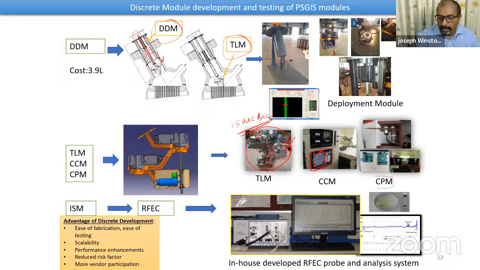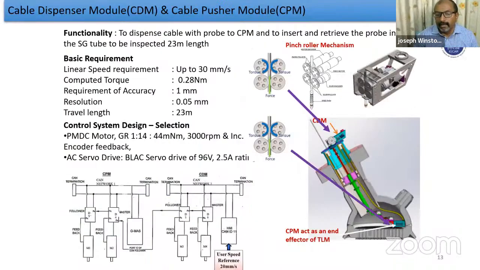Then finally the RFEC system, which will acquire the data from the tubes when the probes are moving into the tube. Prior to the deployment, we put the RFEC probe into calibration tubes for calibration. These double peaks are typical symptoms; actually, it has been put into the calibration tube, which has prefabricated flaws. Based on the amplitudes seen, the system gain factors are set and calibrated for the actual use of the RFEC system.